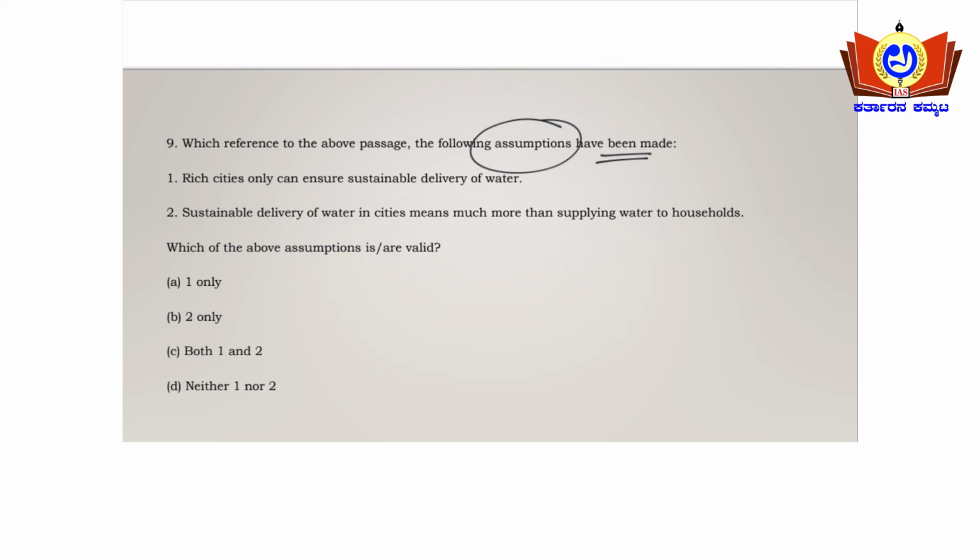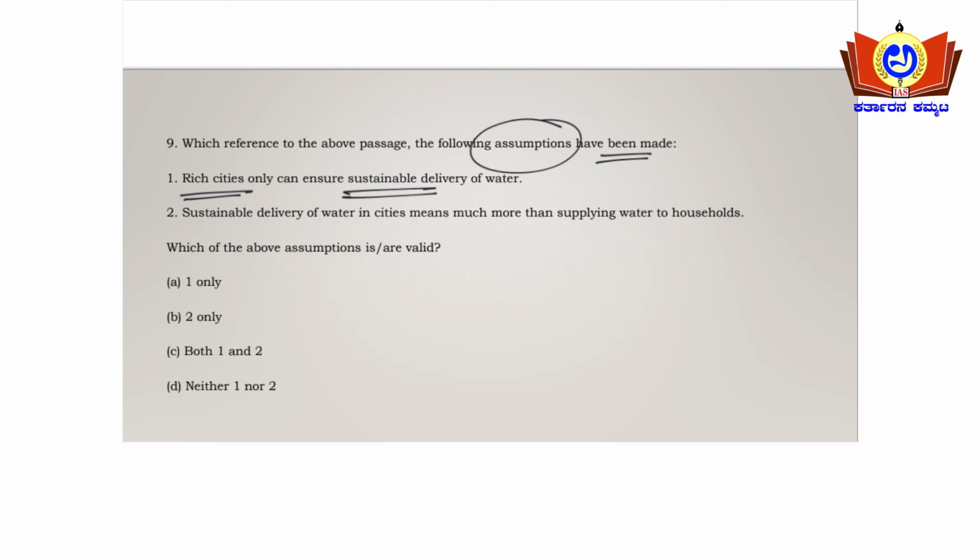Okay, the first statement is: rich cities only can ensure sustainable delivery of water. No, actually, the assumption cannot be made here. If at all urban local bodies can be financed efficiently, those urban local bodies will function efficiently, right? So the second option will be checked here.